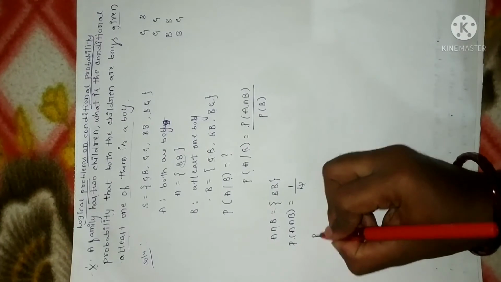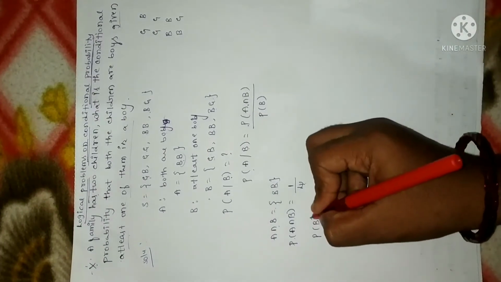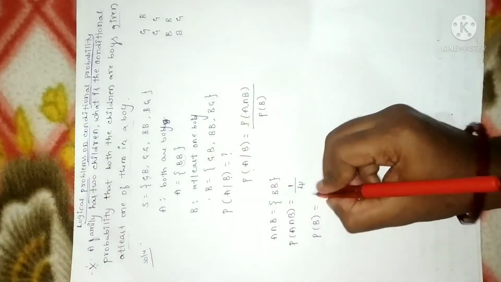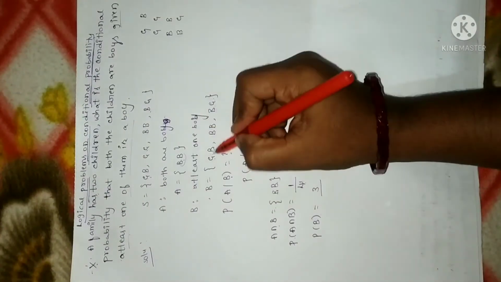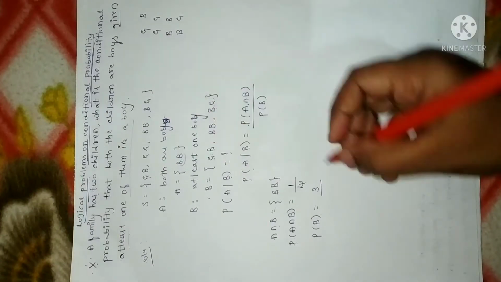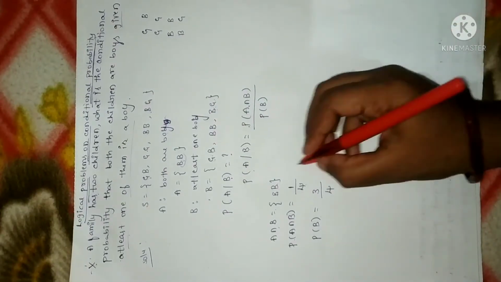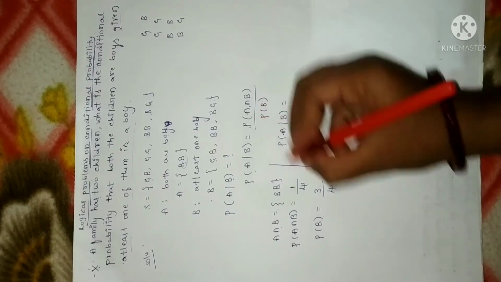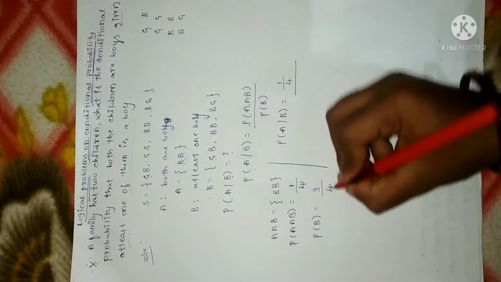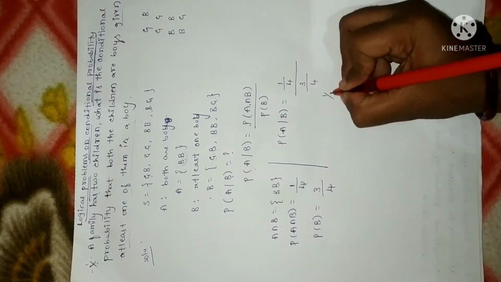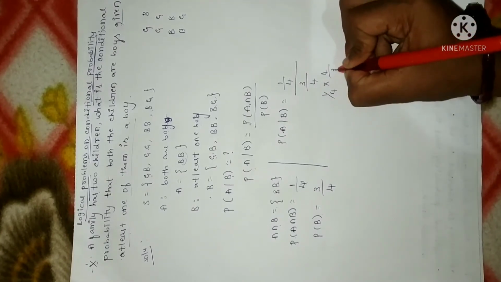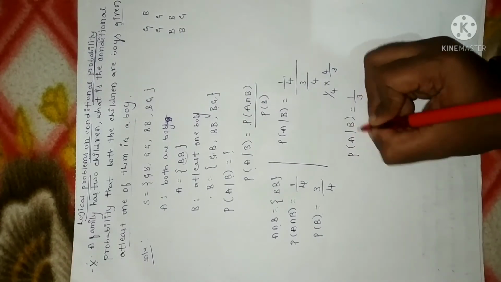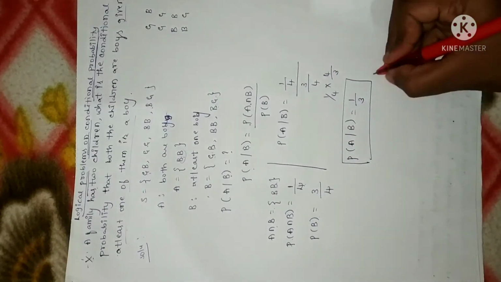Now let me find probability of B. So probability of B in the sense how many elements are there in B? 1, 2, 3 out of 4 chances. So these 3 chances may be there out of 4 chances. So it is 3 by 4. Clear? Now let me substitute. So probability of A with respect to B is probability of A intersection B, 1 by 4, divided by 3 by 4. So you will get 1 by 4 into 4 by 3. So it is 1 by 3. Therefore probability of event A with respect to B is 1 by 3.